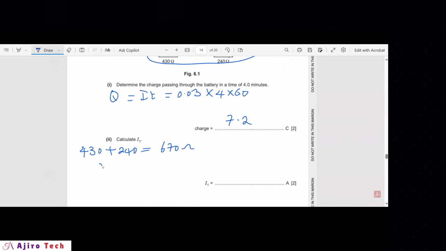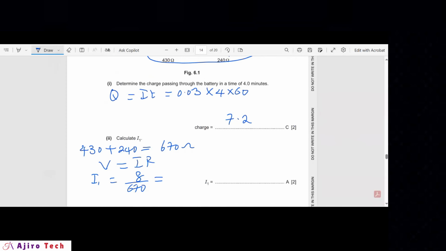Then Ohm's law says V is equal to IR. I'm looking for I, which is I1 across that. That will give me 8 over 670. So 8 divided by 670 is 0.012.